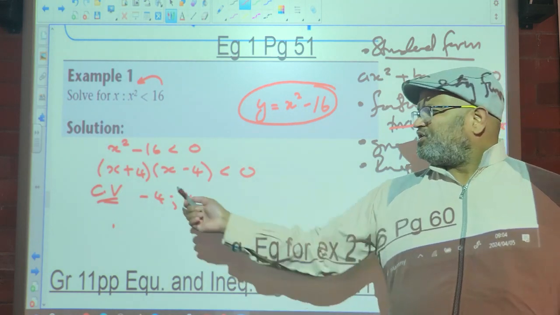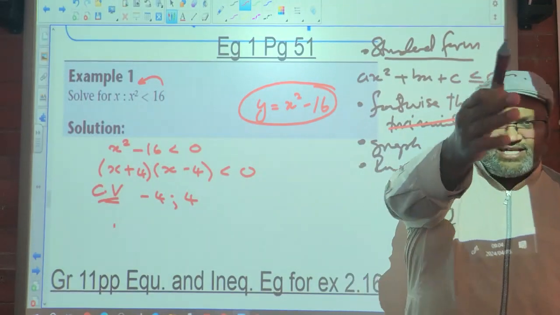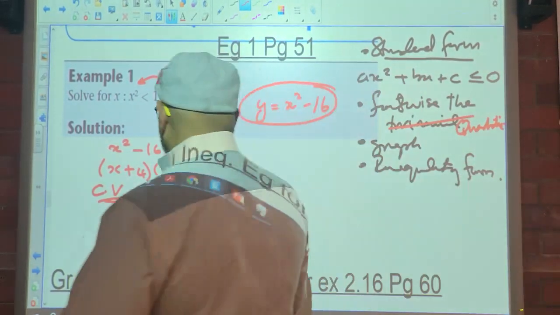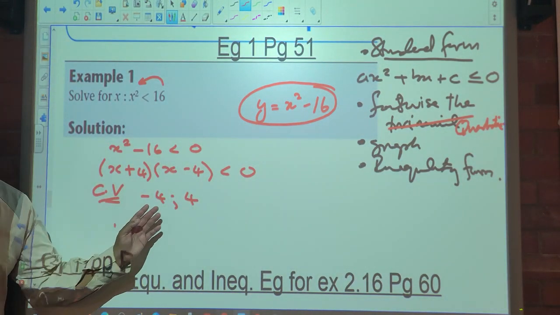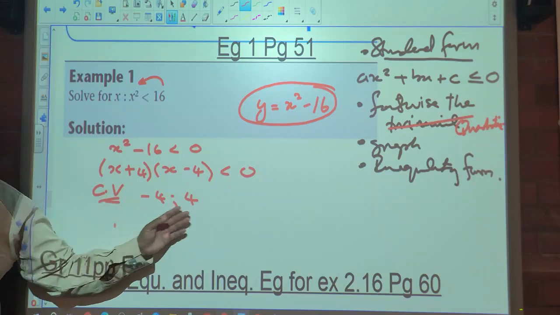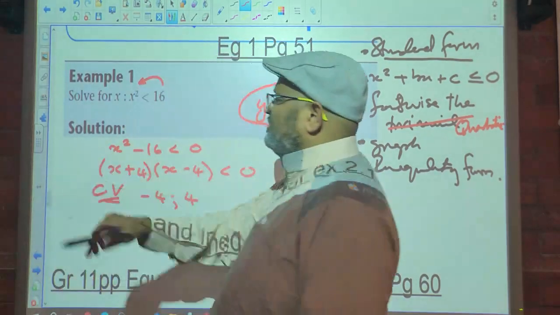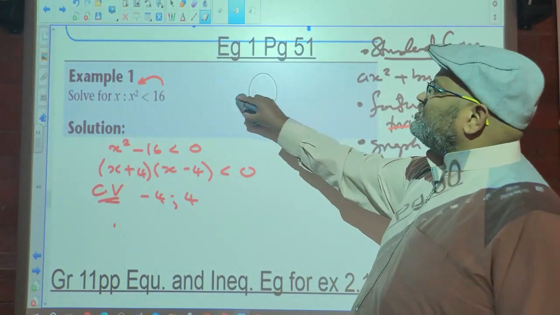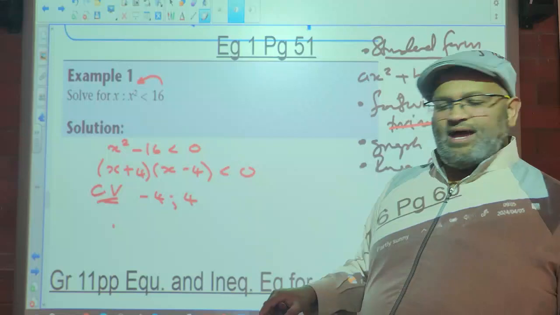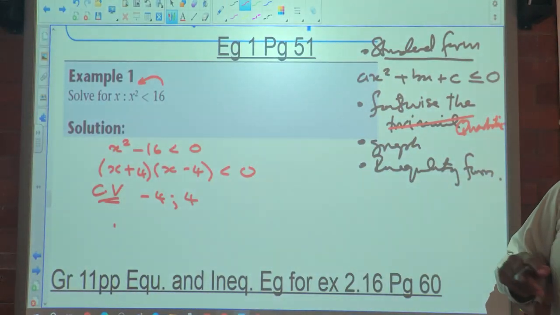When do we solve for x? X-intercepts, yes. We calculate the x-intercepts. So these critical values, in other words, are my x-intercepts. Correct? Is this parabola smiling or frowning? Smiling. So I'm not going to draw the y-intercept. I'm just going to draw the x-intercepts, because that's all I need.